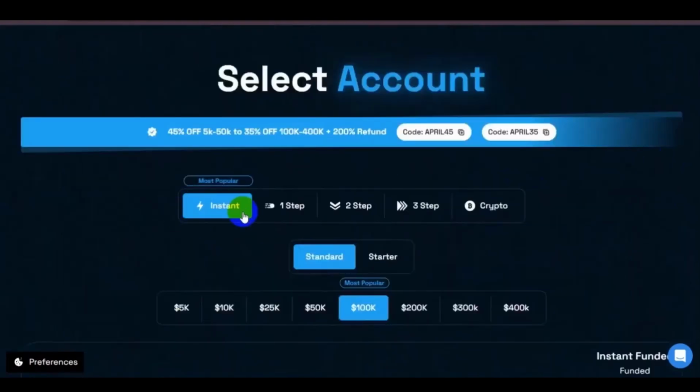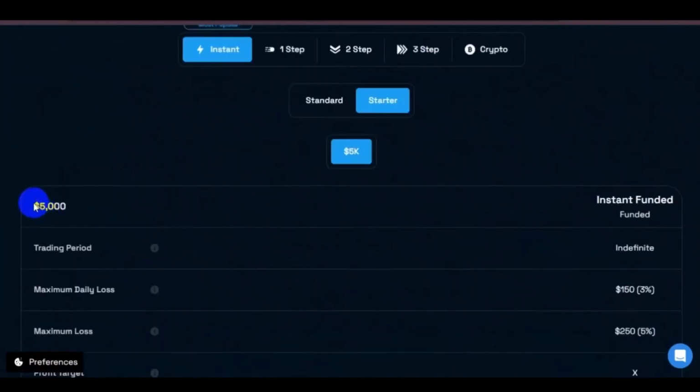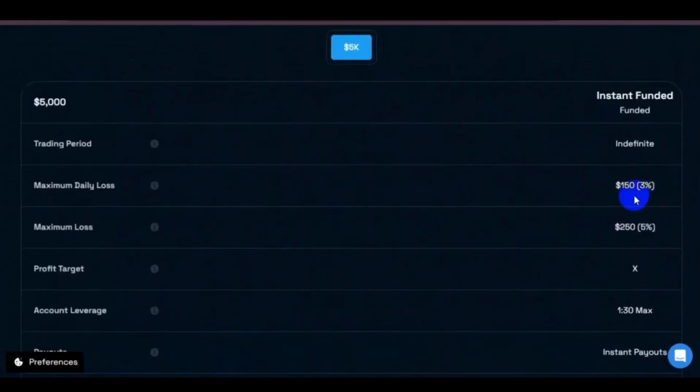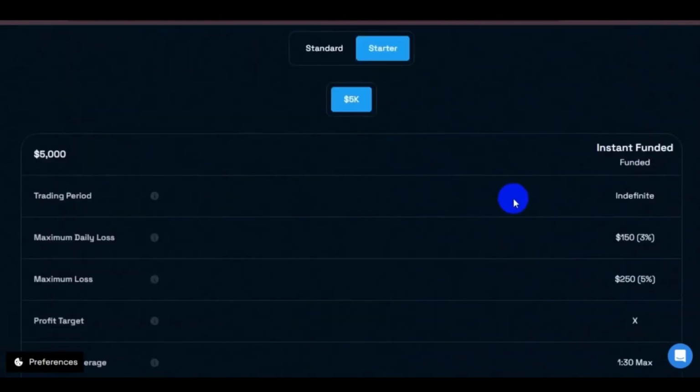If you click on the evaluation, click on instant and click on starter, you will see the price is $10. You will get a 5k instant funded account. Daily loss limit $150, which is 3%, and overall loss limit $250, which is 5%. Profit split 90%. That means you can keep the 90% of your generated profit from this 5k instant funded account.